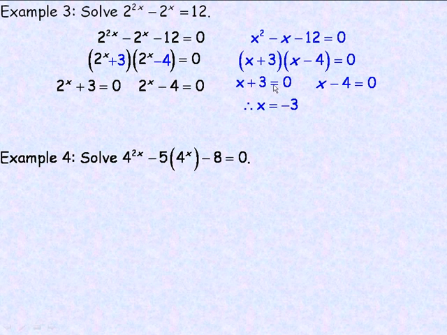Now, I would subtract 3 from both sides to solve for x, so x is negative 3. So same idea here. We would have 2 to the x equals negative 3. Notice it's 2 to the x equals negative 3, not x equals negative 3. Same thing over here. I would add 4 to both sides, so x would equal 4. Same thing over here. We'd have 2 to the x equals 4.